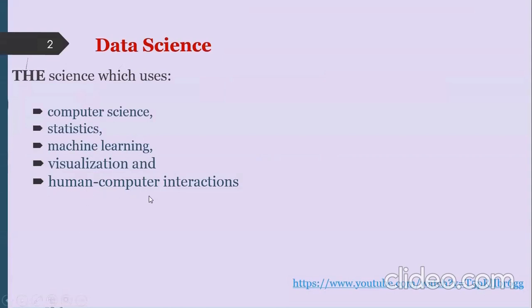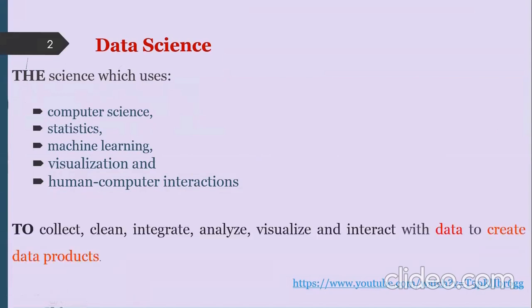So this is the combination of all. It will use computer science, statistics, machine learning, visualization and human computer interaction. You name the things and you can add them to the list. So this is actually to collect, clean, integrate, analyze, visualize, and interact with the data and create data products. So we will be dealing with the data and the data products. This is what we deal with in data science.